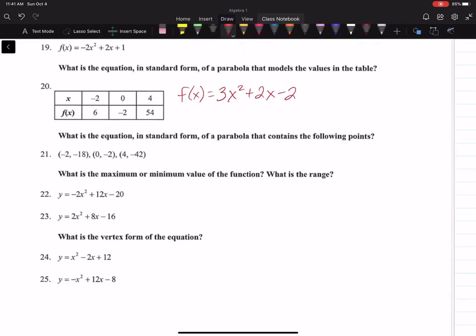Done. 21, we do the same exact thing. They just give us the information in a different way. Instead of giving us a table, they give us points. We still have x's and we still have y's. Okay, and the x's will be your L1, the y's will be your L2. So let me go back to my calculator. All right, we got -2, 0, and 4. We'll go ahead and put these in my calculator while I have them here in front of me. So the x's don't change. The only thing that changes are the y's. So -18, -2, and -42.